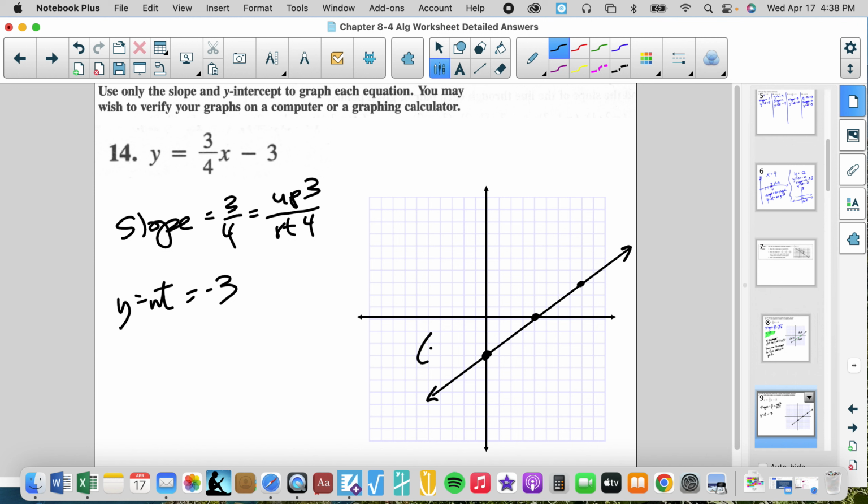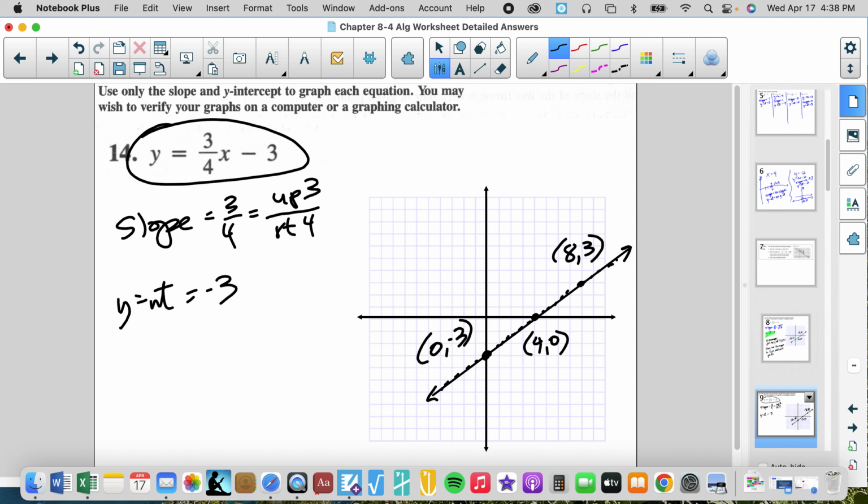And those solutions are (0, -3), (4, 0), and (8, 3). And if we took any of these points and plugged it into this equation, they would be true. And how many solutions are there? There's an infinite number of solutions. Anything on this line is going to be a solution.